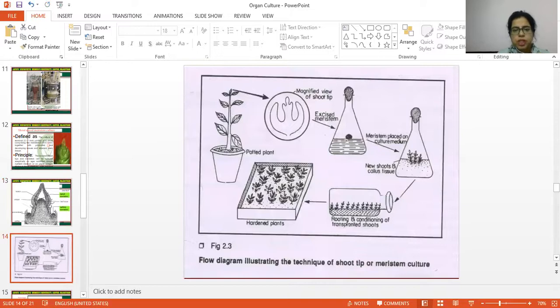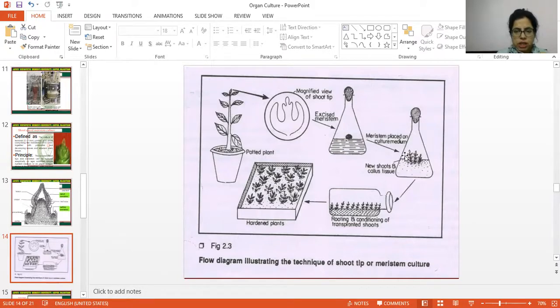In the next diagram, which is a flow diagram of the technique of shoot tip or meristem culture, you have to cut the section at this point, from where you can get the shoot tip or meristem region. This excised meristem has to be inoculated in your culture media, and after some time of incubation, you will get new shoots on callus tissues.